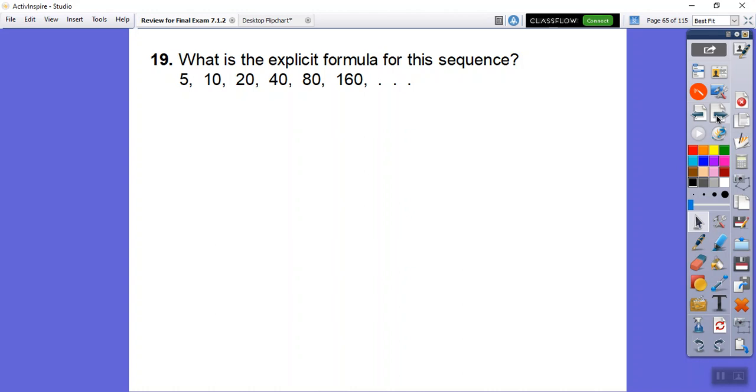All right, what's the explicit formula? Okay, again, we've got to see, is it arithmetic or geometric? Okay, let's see if it's arithmetic. 5 plus 5 gets me 10. 10 plus 5, nope, it's not arithmetic, because 10 plus 5 would be 15. It looks like it's geometric. 5 times 2 is 10, 10 times 2 is 20, yep, 20 times 2 is 40, 40 times 2, it's geometric.